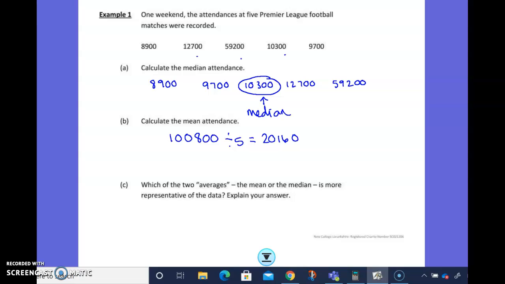Which of these two averages, the mean or the median, is more representative of the data? Now, in most cases, your answer here will be the mean because it's using every single piece of information. But for this one, it doesn't work because we have that large outlier of 59,200. 20,160, if you look at it in this ordered list that we've got here, sits here. So it doesn't really represent any of this data down here at all. So in this case, I would say the median.